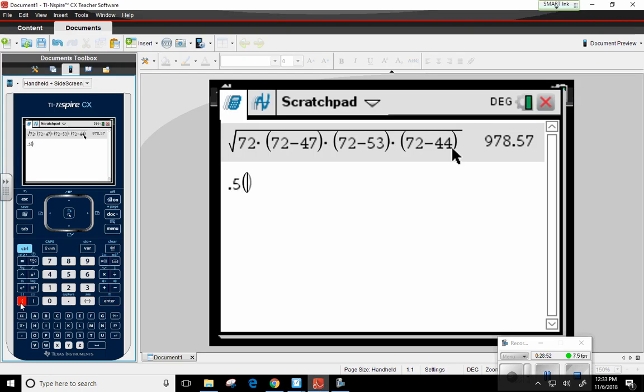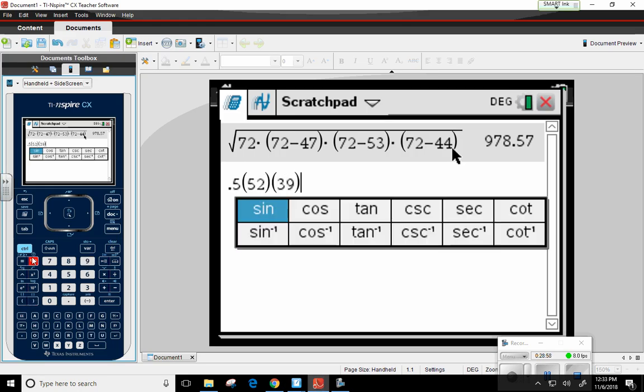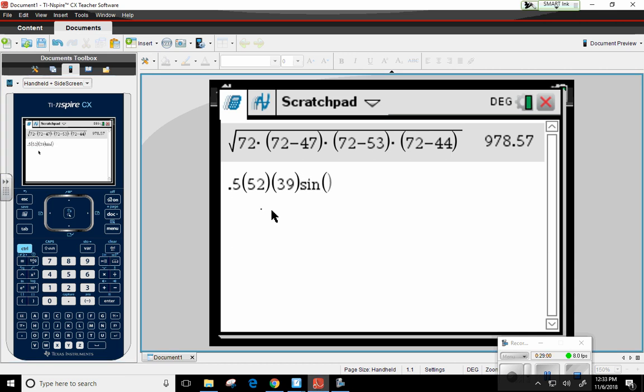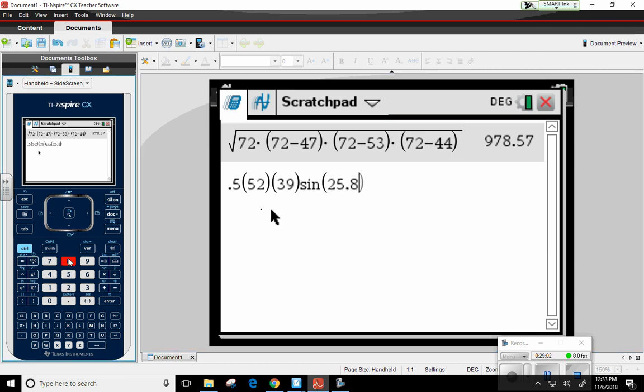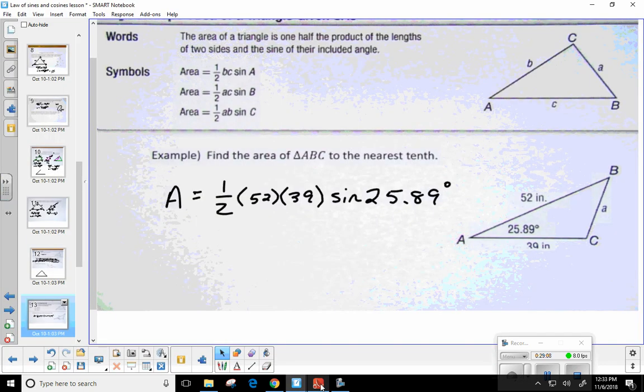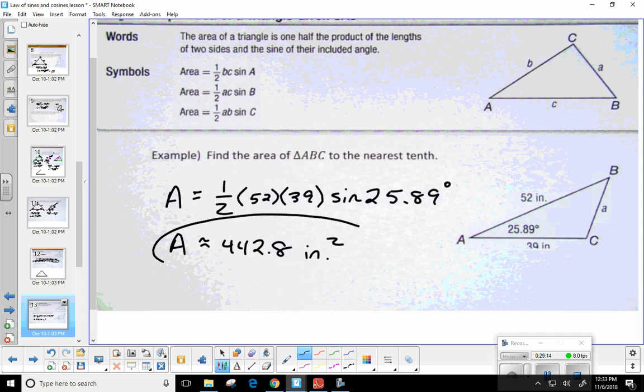0.5 times, I totally forgot the numbers. 52, 39. 52 times 39 times the sine of 25.89. Okay. I heard someone say 442. Let's say 0.8. 442.8 square inches. Okay. Now, how do I know if I can use Heron's formula?